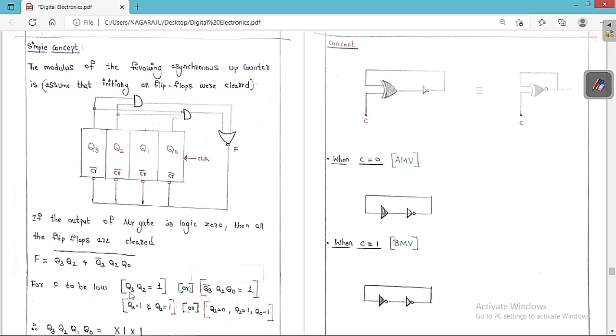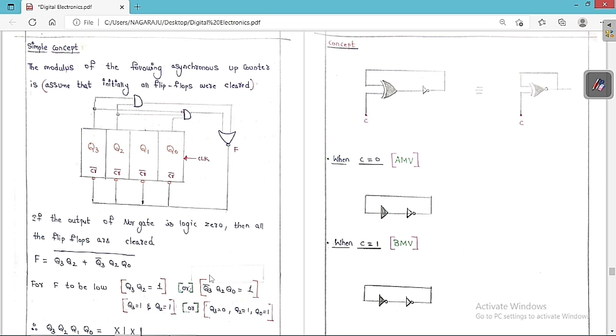So Q3 into Q2 is equal to 1 only when both are 1. Q3 into Q2 should be 1 only when Q3 is equal to 1 and Q2 is equal to 1. Otherwise, you are going to get 0. So Q3 should always be 1 and Q2 should always be 1. In an AND gate, the output is 1 only when both are 1, because 0 into 0 is 0, 0 into 1 is 0, 1 into 0 is 0 and 1 into 1 is 1. So both should be 1, then only you are going to get the output as 1. Therefore, Q3 is equal to 1 and Q2 is equal to 1.